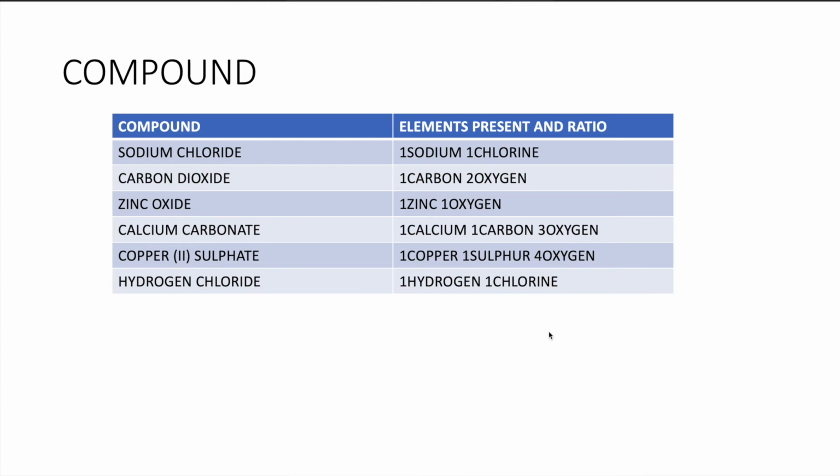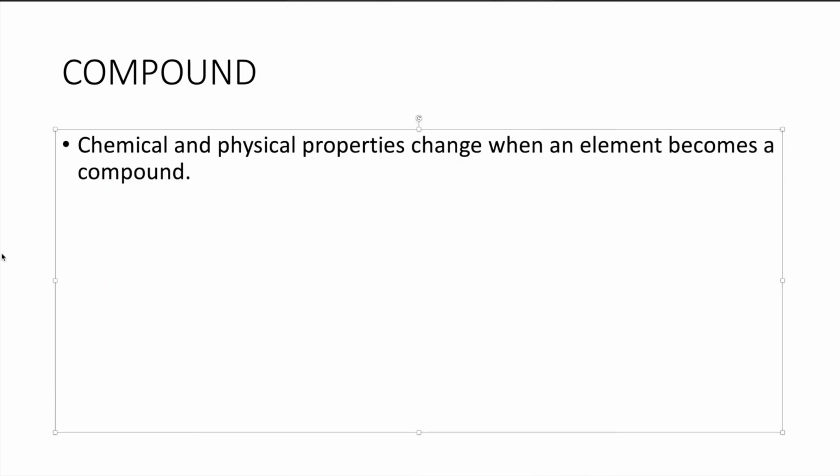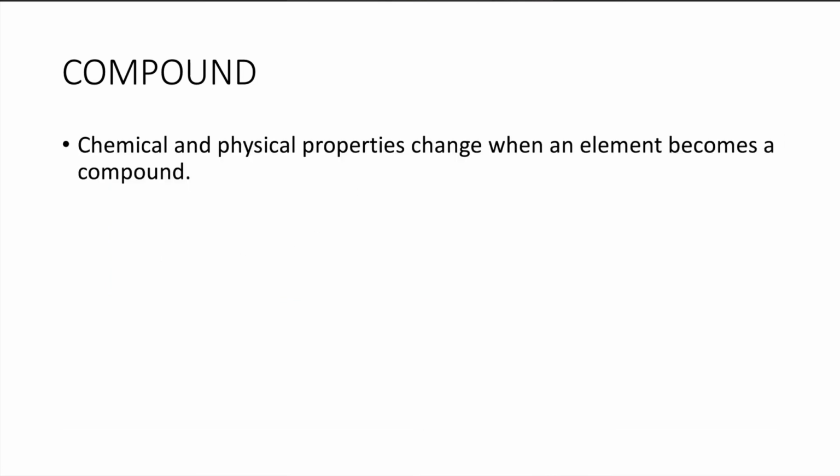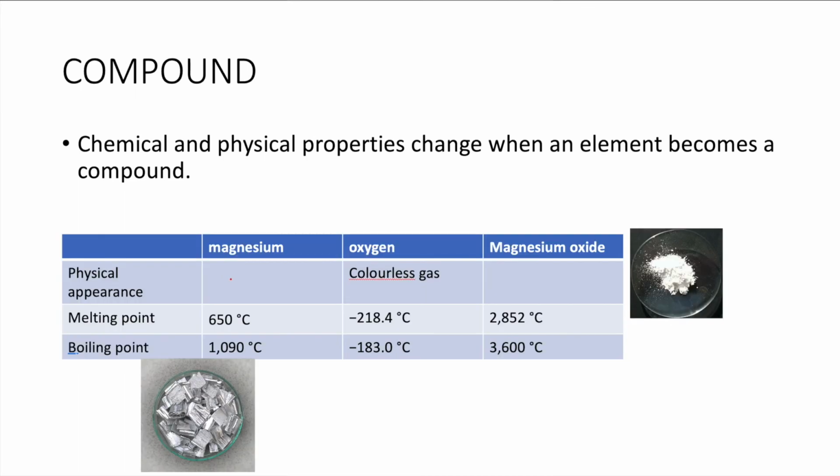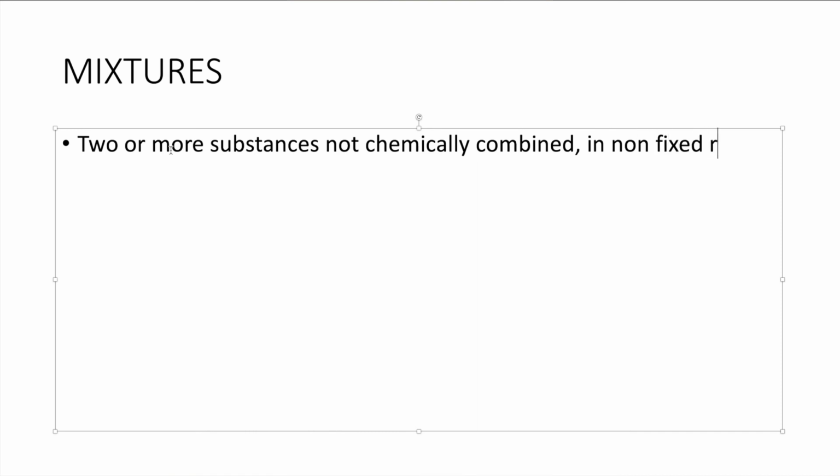And in a compound, because they are chemically combined together, they lose the properties of the original atoms, the original elements that make up the compound. For example, magnesium oxide is made up of magnesium and oxygen. The physical appearance looks like this, and the melting point looks like this. You can see that once the elements combine together to become compounds, the attributes and characteristics change as well.